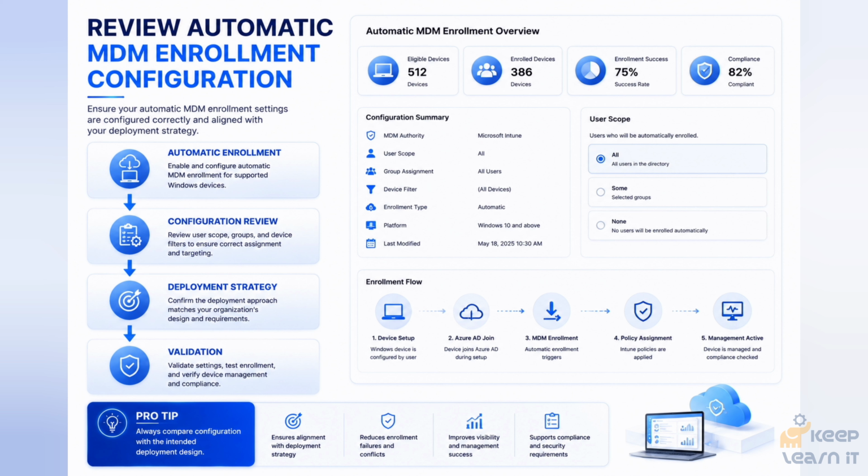Once the device has been verified, review the automatic MDM enrollment configuration. Confirm that your organization's enrollment configuration matches the intended deployment strategy. If automatic MDM enrollment is enabled, ensure the device is expected to enroll using that method. Configuration mismatches between the organization's deployment strategy and the device's management history can create enrollment failures. Verify configuration carefully before making any modifications.